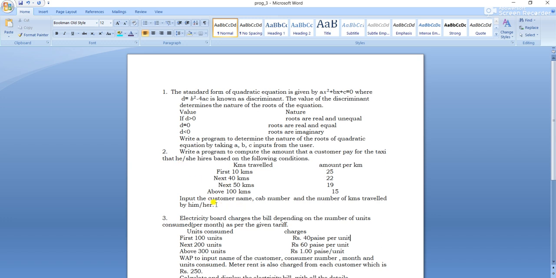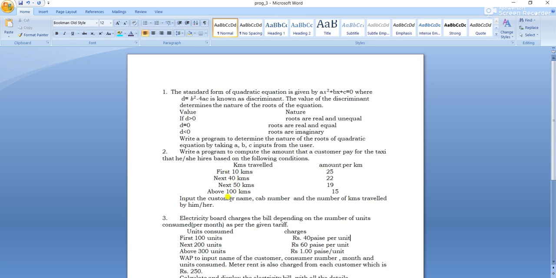For inputting, you can observe the customer name must be in a composite data type, that is a string. Cab number also, generally in Karnataka the vehicle number starts with KA04 and something, and along with that a 4-digit number follows. And next, the number of kilometers traveled. This is also what we need to input. Using these three values we need to calculate fare in different slabs.